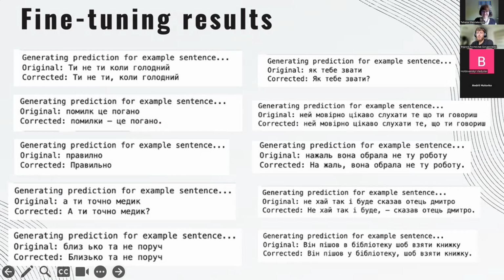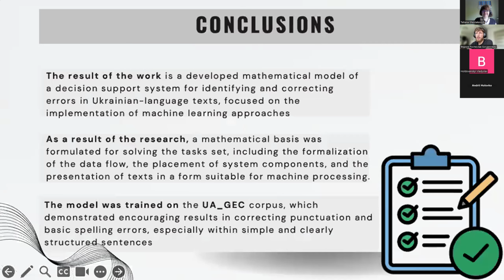But the rapid growth of metrics between the first and second approach indicates that even in a short training time, the model can do something good. And in conclusion, we can say that we need to create even more and bigger corpora for error correction for Ukrainian. UGS is the only one, and it's not big enough to create models that can correct all the errors that we need.